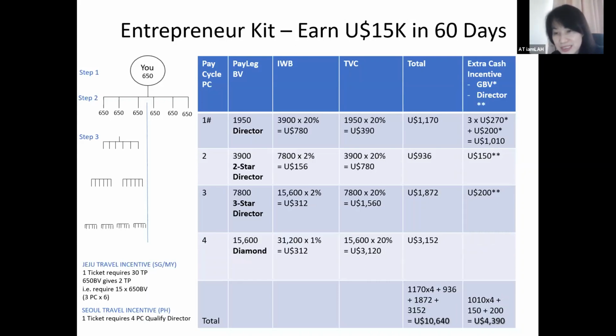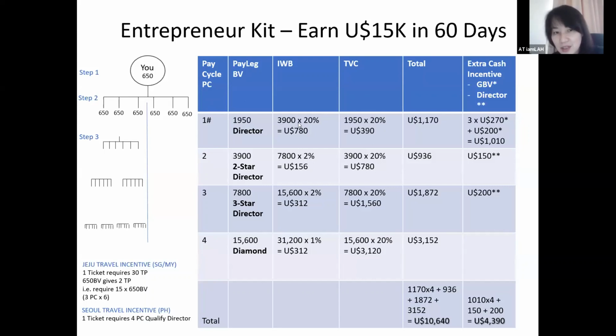So if you do the same thing under the entrepreneur program, you would have earned 15,000 actually in just 2 months. In just 2 months, you will have earned this much already, because what happened is you come in at 650, right? And then you bring the 6 people with the 650, right? Step 1 and step 2 is done in 1 pay cycle. So what will happen is that at one side, you will have 1950. You're already a director, by the way, straight away.